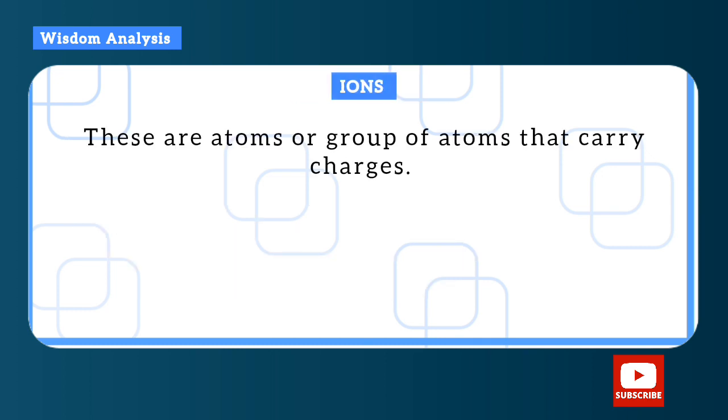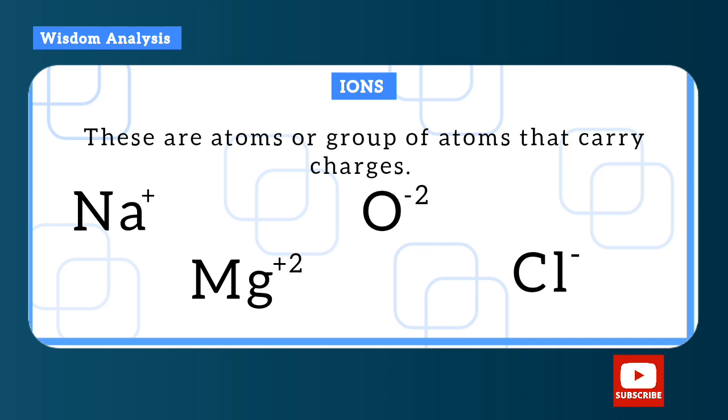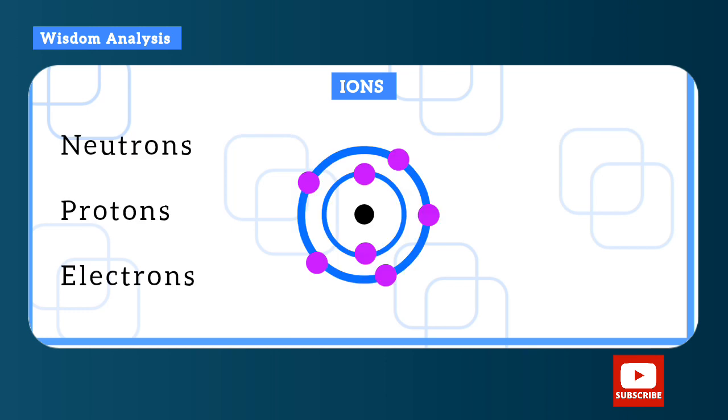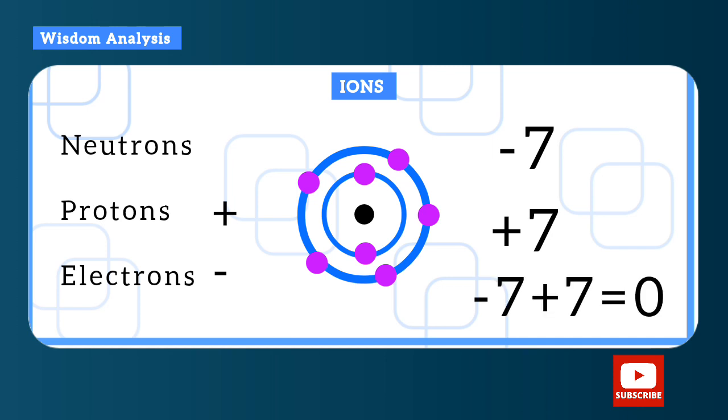Okay, so what are ions? These are atoms or groups of atoms that carry charges. As you can see on the screen, they all have different charges. So how do they get their charges? You know, atoms have neutrons, protons and electrons. The neutrons and protons are in the nucleus and the electrons in shells. Now the protons are positive, the electrons are negative. Now in a normal neutral atom, the number of protons is equal to the number of electrons, making the total charge to be 0.